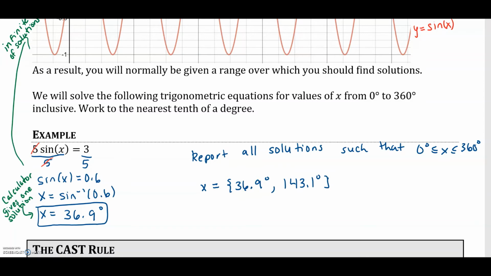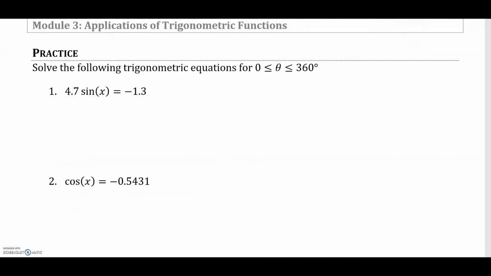Solving trig equations requires practice. It requires a lot of comfort with your sine and cosine functions, as well as the CAST rule to solve trig equations. Let's work through some examples together. The first question is: solve 4.7 times sine of x is equal to negative 1.3. And we're asked to express all solutions between the range of 0 and 360 degrees.